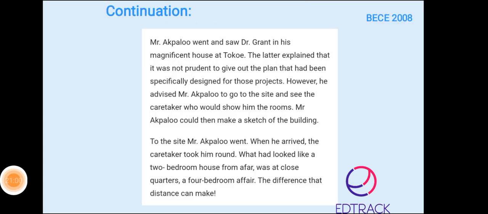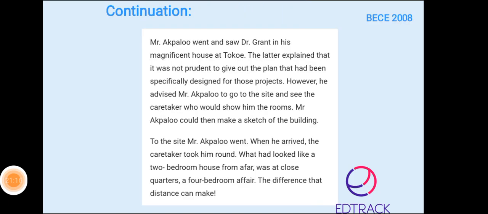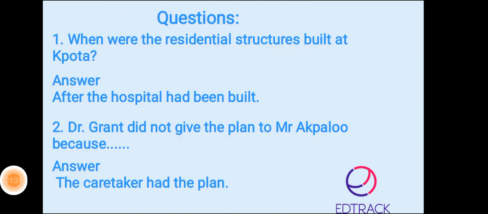Let us read through the second paragraph. Our answer is found in the second paragraph. So second paragraph to the third paragraph. Alright, so Dr. Grant did not give the plan to Mr. Akwalu because the caretaker had the plan.